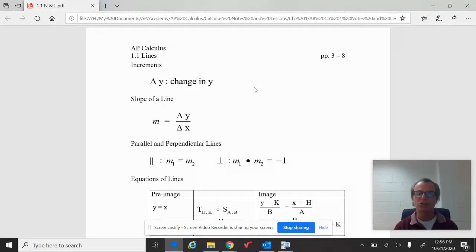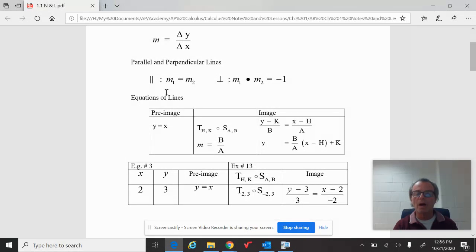The next heading is the slope of a line, abbreviated by m, and the slope is defined by the change in y divided by the change in x. The third heading is parallel and perpendicular lines. If two lines, lines 1 and 2, are parallel, then their slopes are the same. If the lines are perpendicular, then the product of their slopes is -1.